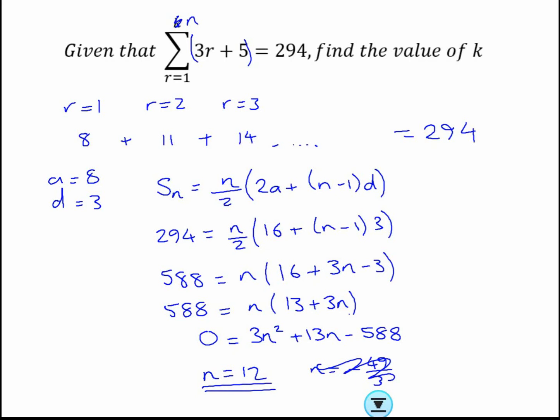So what that means is after the 12th term, the sum of the first 12 terms, I should say, is 294. So hope that makes sense.